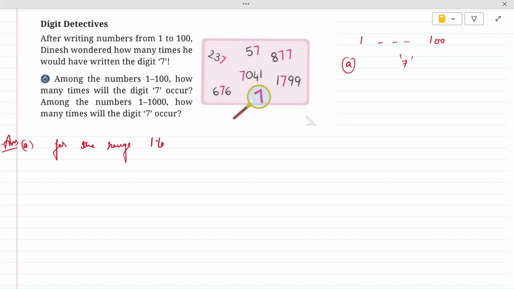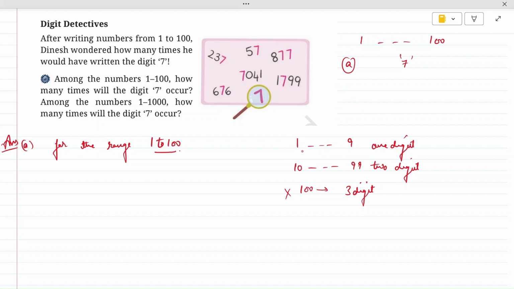for the range 1 to 100. Okay, so we know that from 1 to 100, till 9 we have 1-digit numbers, and then from 10 till 99 we have 2-digit numbers, and then 100 is the only 3-digit number. Correct? We know this. Now, from 1 to 9, how many times is 7 coming? We have to see from 10 to 99 how many times it is coming, and in 100 it is not there. So we can leave 100 because it doesn't contain the digit 7.